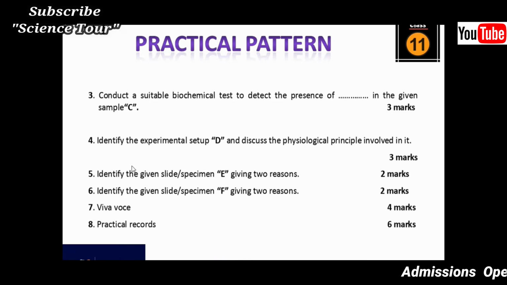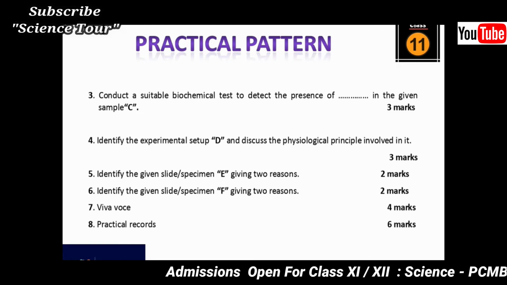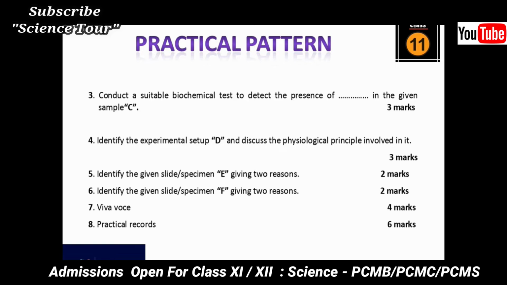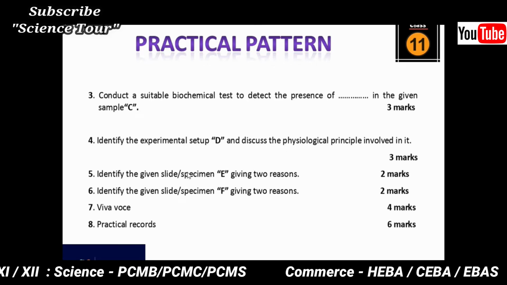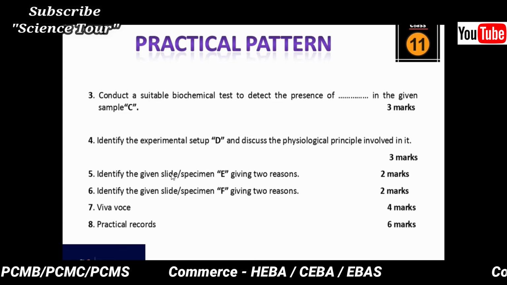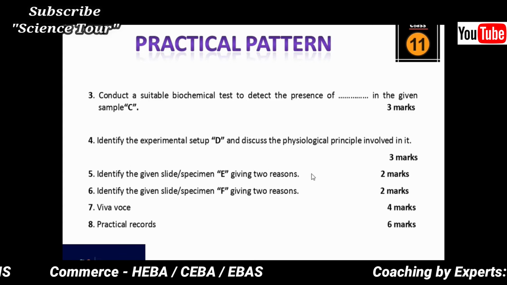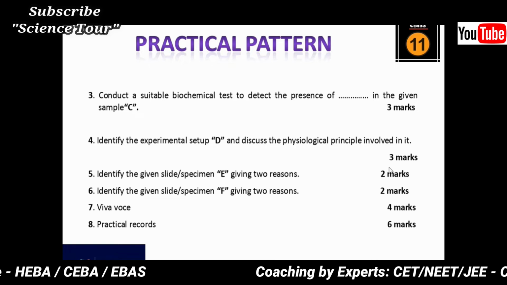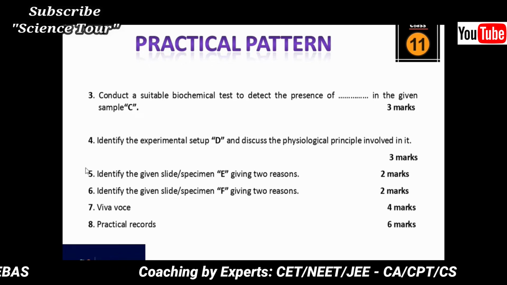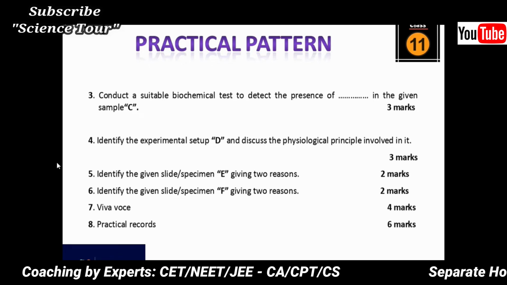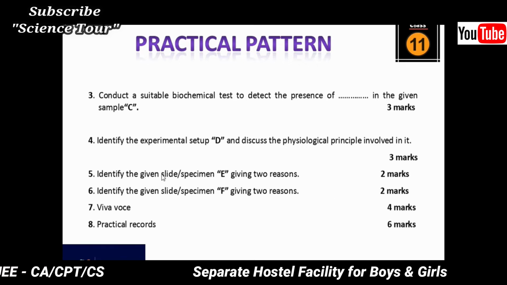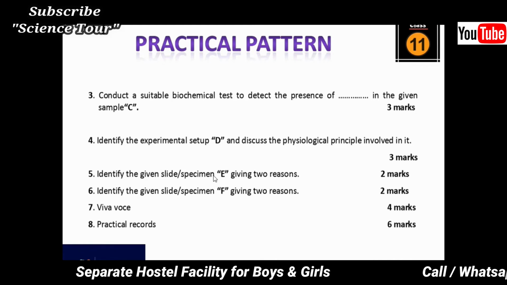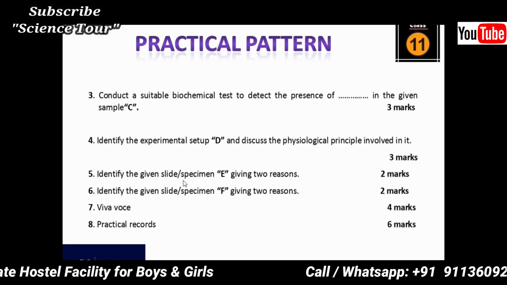Next, coming to question number 5, that is identify the given slide or the specimen E giving 2 reasons. Identification of the slide has 1 mark and giving 2 reasons 1 mark. So 1 plus 1, 2 marks. So this particular question is from botany. Either you have to identify the botany slide, or you have to identify a plant specimen.